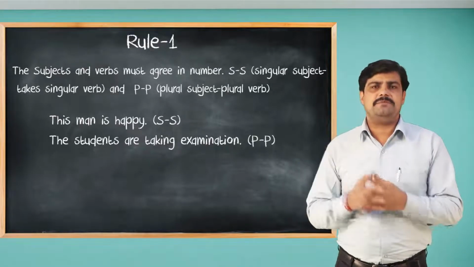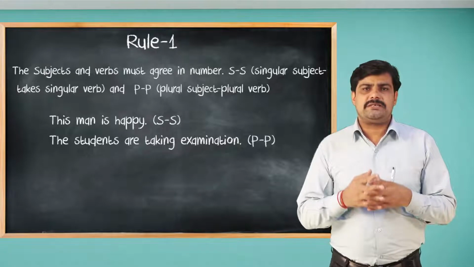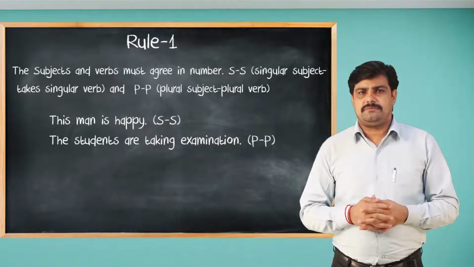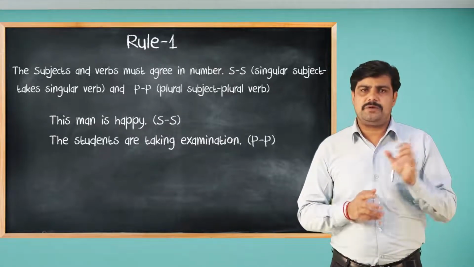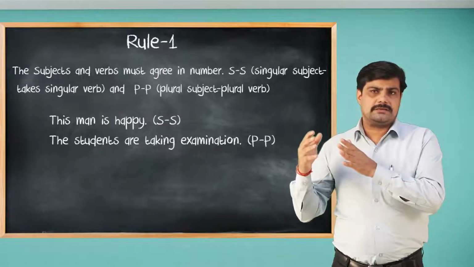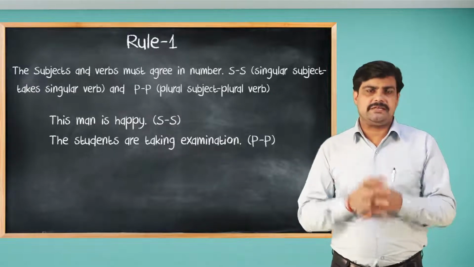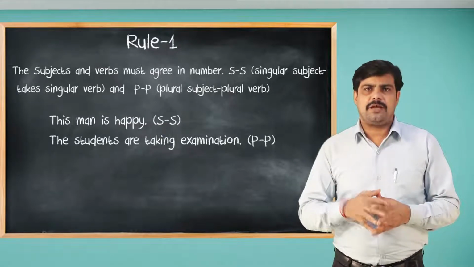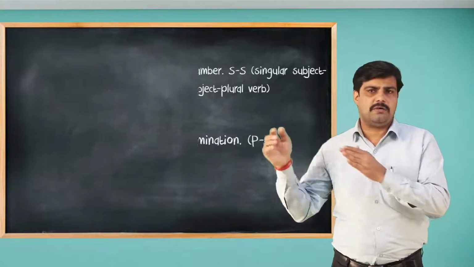Let's see another simple sentence. The students are taking examination. Now students is a plural noun and are is a plural verb. So the sentence is right. Here is PP: plural subject, plural verb.